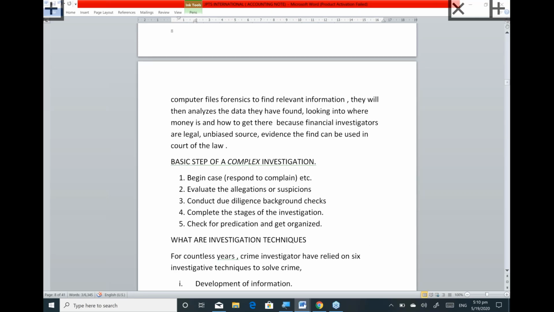Now, you need to understand this financial investigation. When you have it, your accounts are safe. You'll be able to know who is moving money from where. And in this very era where there's so many Yahoo boys around, be able to control your account. Then we look at basic step of a complex investigation. How do we do complex investigation?